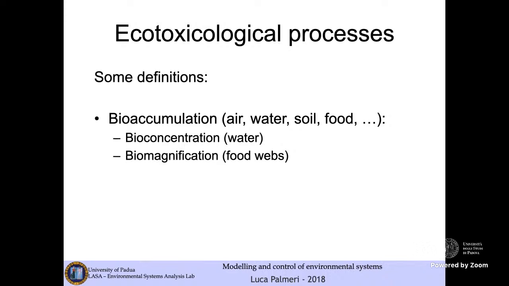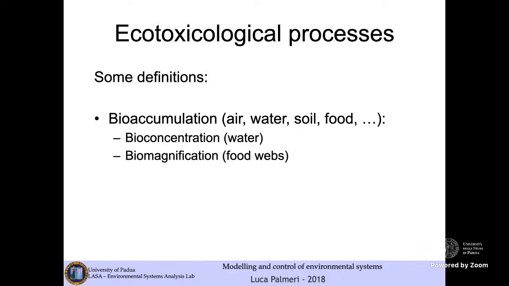First of all, in order to discuss ecotoxicological processes, we shall give some definitions. We talk about bioaccumulation in air, water, soil, or food. Bioaccumulation is made up of two sub-processes. First one is bioconcentration, when we talk about transfer of a toxic substance from water to another medium. So bioconcentration is the process of transferring some toxic substance that is dissolved in water into other media.